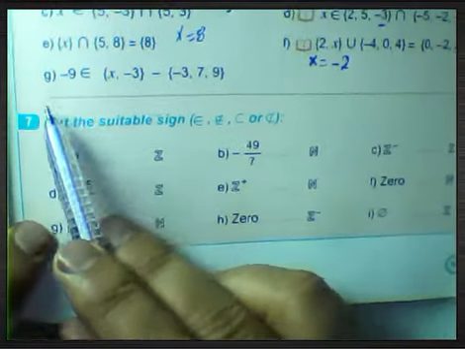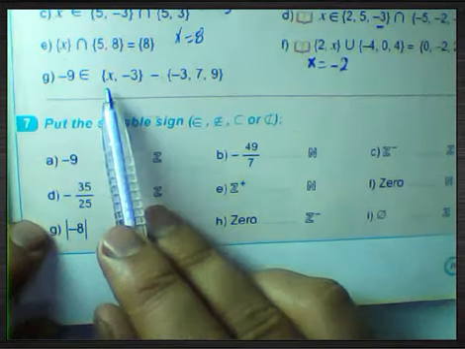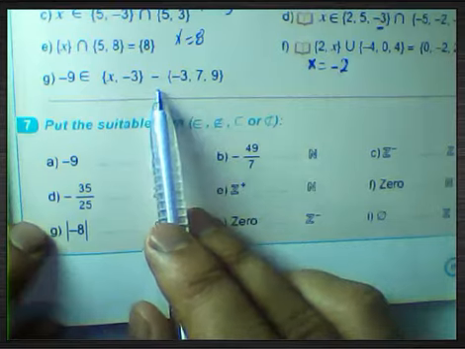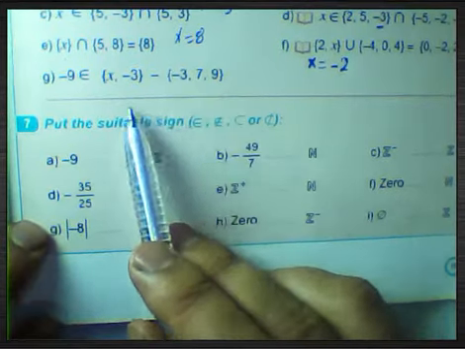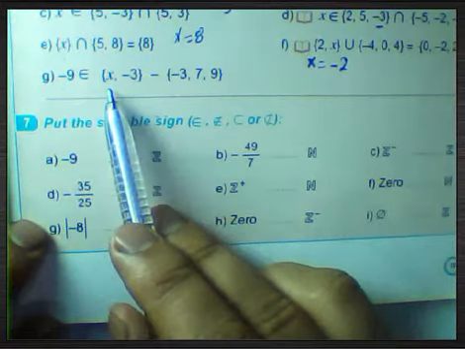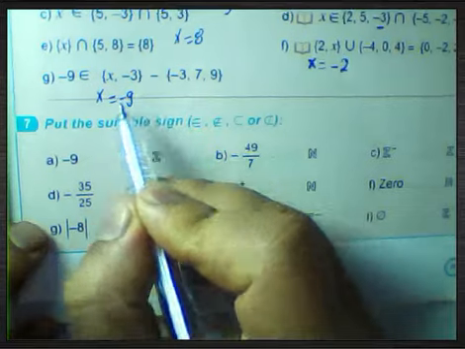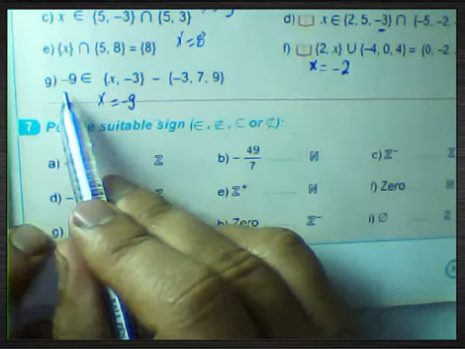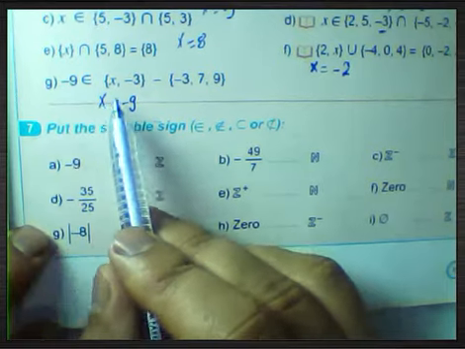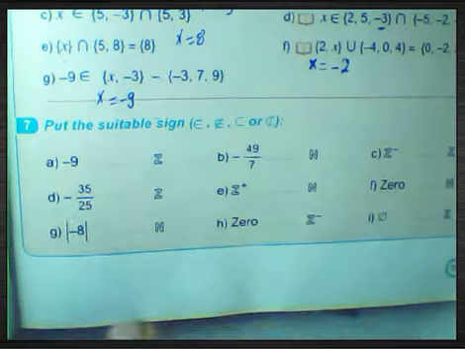Question letter G, -9 belonging to {x, -3} subtract the set {-3, 7, 9}. -9 belonging to here. So x will be -9 because the difference between them will be the set {-9}, because -9 belongs to the difference between the two sets. Question number 7.